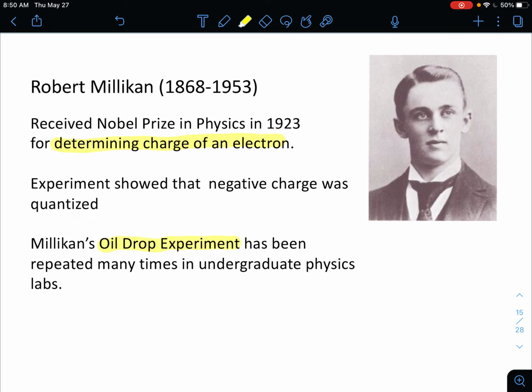The second point here says it shows that the negative charge was quantized. Quantized just means that it's delivered in discrete amounts. It can't be any amount. So the electron has a specific charge and can only be delivered in those increments.